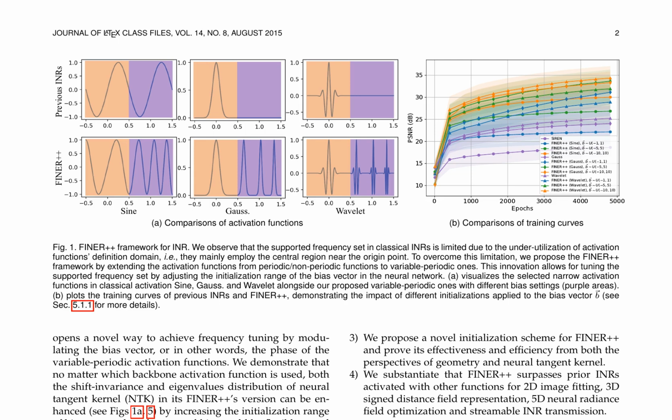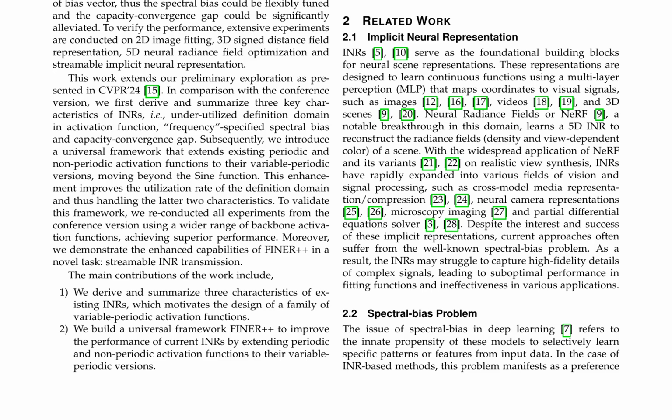The effectiveness of Finer++ is substantiated through extensive experiments on 2D image fitting, 3D signed distance field representation, 5D neural radiance field optimization, and streamable INR transmission, surpassing prior INRs activated with other functions. The proposed initialization scheme for Finer++ is proven to be effective and efficient from both geometric and NTK perspectives.